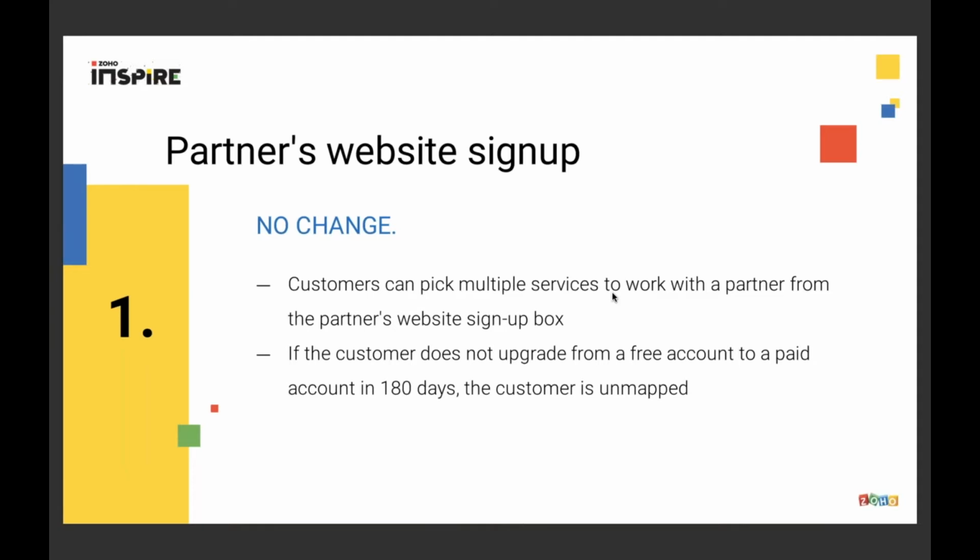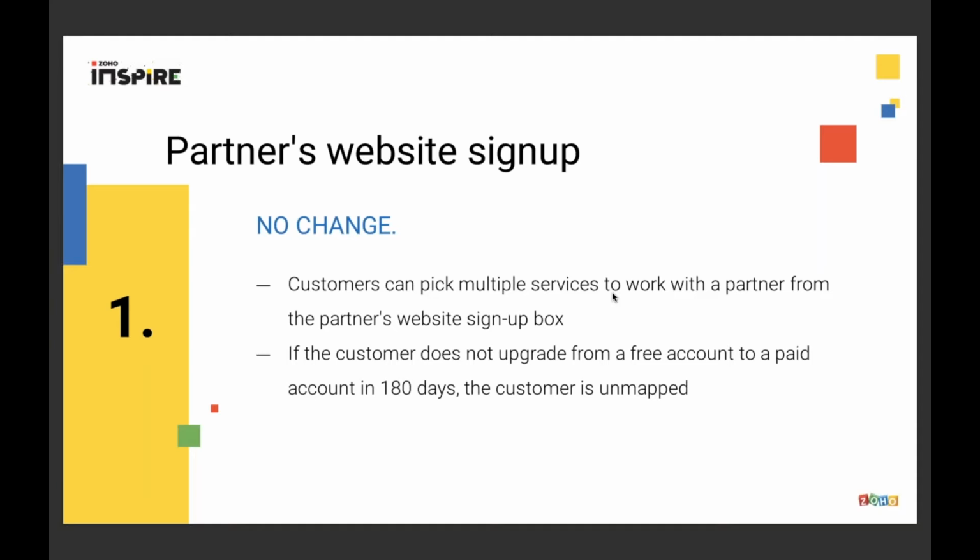So you have a sign-up box on your website, and the customer can pick multiple services to work with you and sign up directly from your website for Zoho. If the customer does not upgrade within 180 days, then the customer is unmapped, and you can obviously map them in the future. You can request for a tag in the future, or another partner can request a tagging in the future. This has not changed at all. It is exactly as it used to be, and according to me, it is the easiest method.